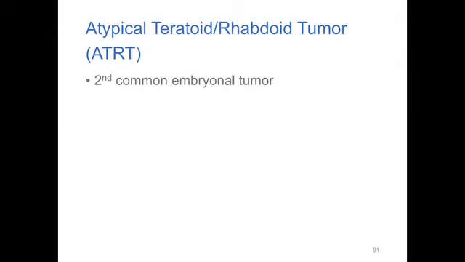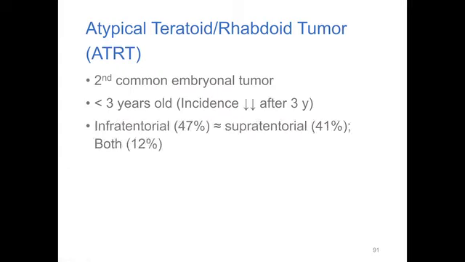Because ATRT, although it's the second most common embryonal tumor, you probably need to know that it usually occurs in very, very young children, less than 3 years old, and the incidence drops dramatically after 3 years old. Although we see some cases in older children, usually this tumor occurs in children less than 3 years old.